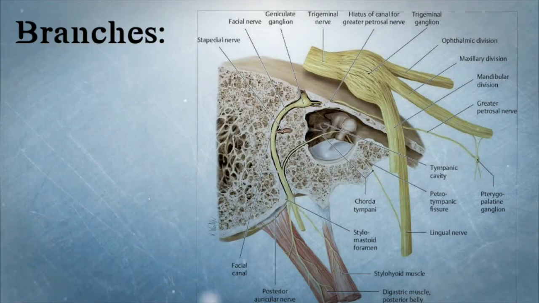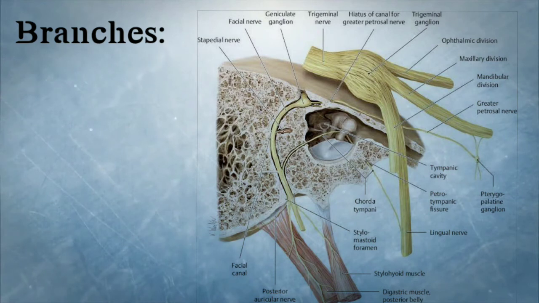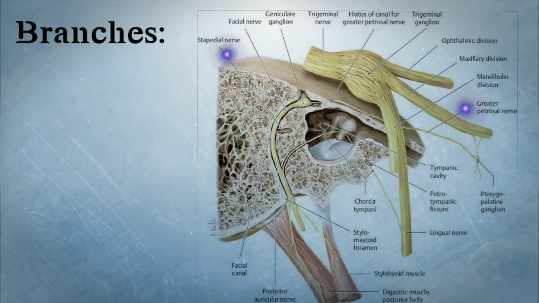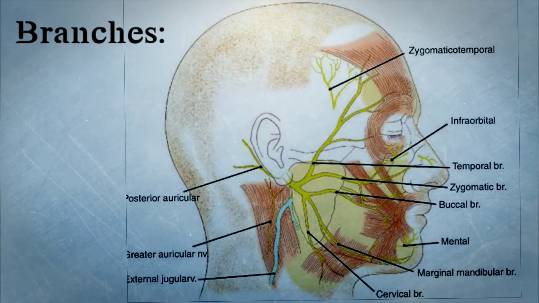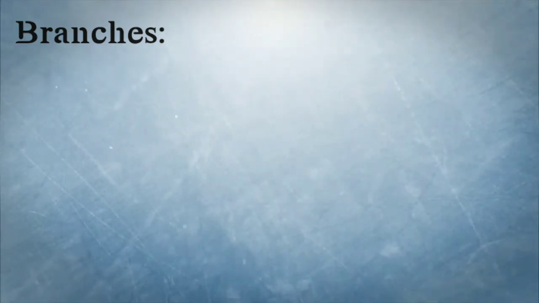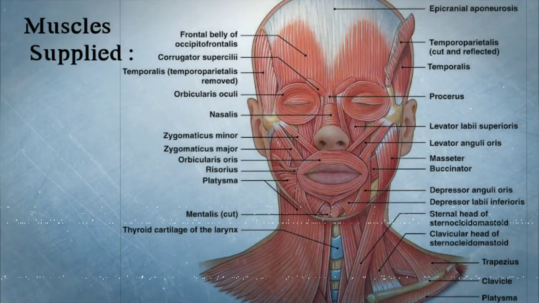Now let's take an overview of the branches of facial nerve. So the branches within the facial canal are greater petrosal nerve, nerve to stapedius and chorda tympani. And as it exits from the stylomastoid foramen, it gives off posterior auricular nerve, digastric nerve and stylohyoid nerve. And the terminal branches within the parotid glands are temporal nerve, zygomatic nerve, buccal nerve, marginal mandibular nerve and cervical nerve. Now next we'll be seeing the muscles supplied by the nerve.